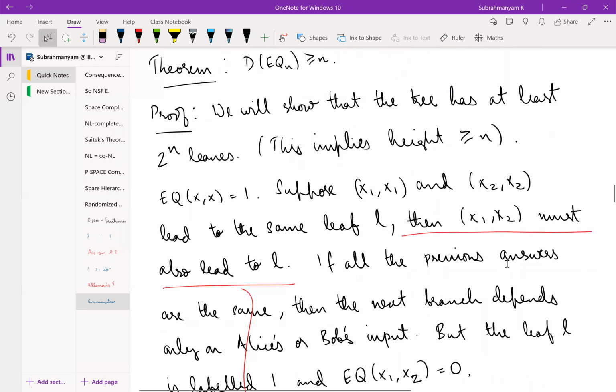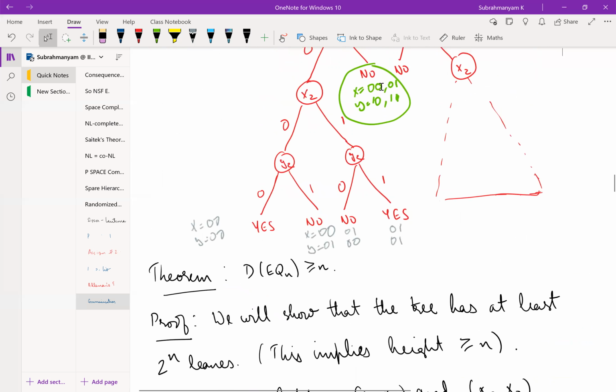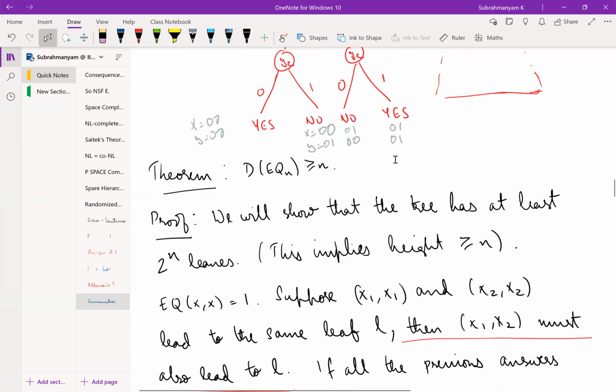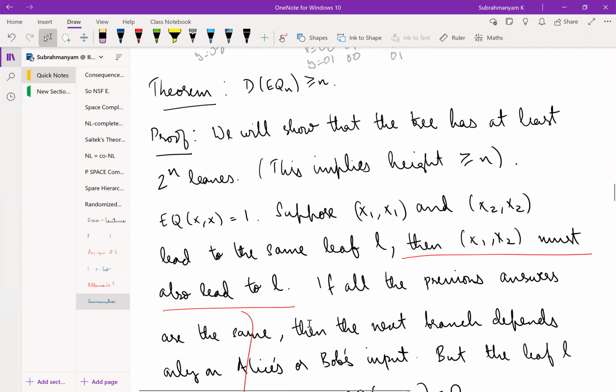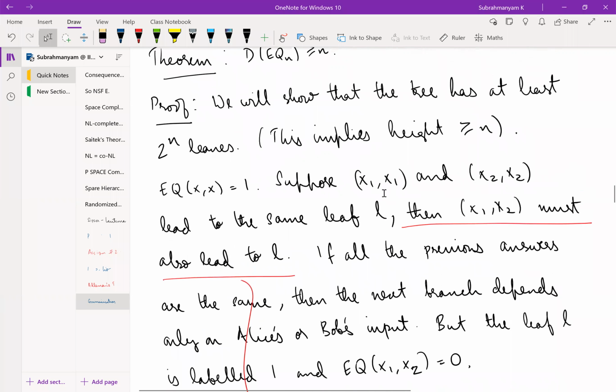But what we will show is that if this happens, if one input pair x1, x1 and x2, x2 come to the same leaf (so here 0, 0 came to the same leaf, 0, 1 came to the same leaf, 1, 1 came to the same leaf, right?), what we're going to show here is that if x1, x1 and x2, x2 came to the same leaf, then x1, x2 must also come to the same leaf. But this cannot happen, because equality of x1, x1 is 1. Equality of x2, x2 is 1. But equality of x1, x2 is 0, because x1 and x2 are 2 different values.